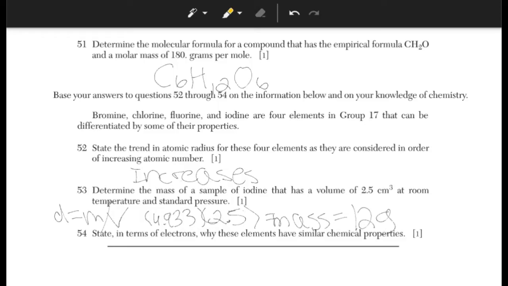State in terms of electrons why these elements have similar chemical properties. These elements have similar chemical properties because they have the same number of valence electrons.